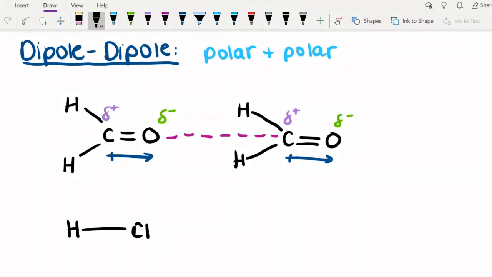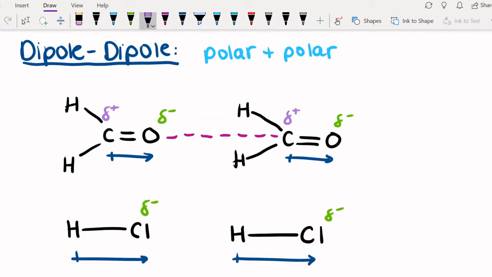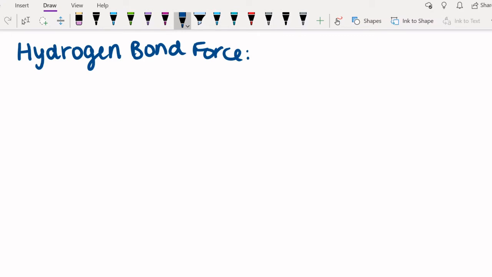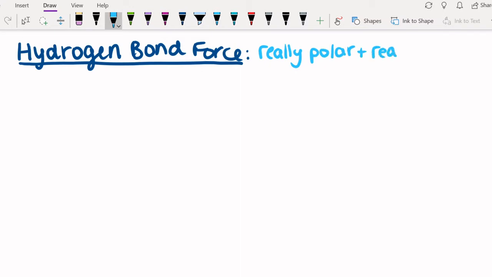Similarly, with hydrogen chloride, chlorine will have a slight negative charge and hydrogen will have a slight positive charge. There will also be dipole-dipole interactions between these molecules. Next, there are hydrogen bonds. Some people call these interactions hydrogen bond force, which I think is a good idea because hydrogen bonds are not true chemical bonds like ionic and covalent bonds.